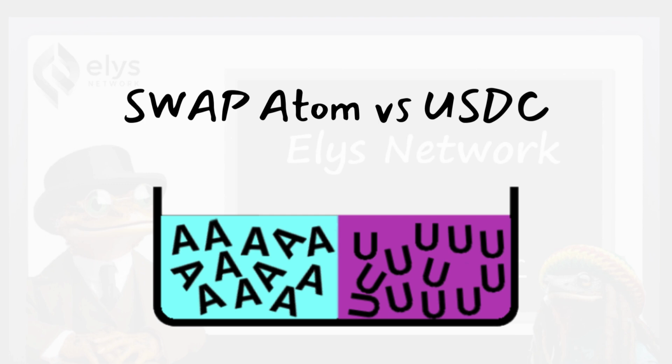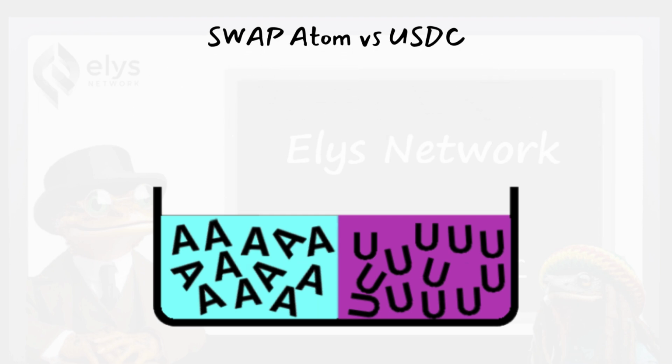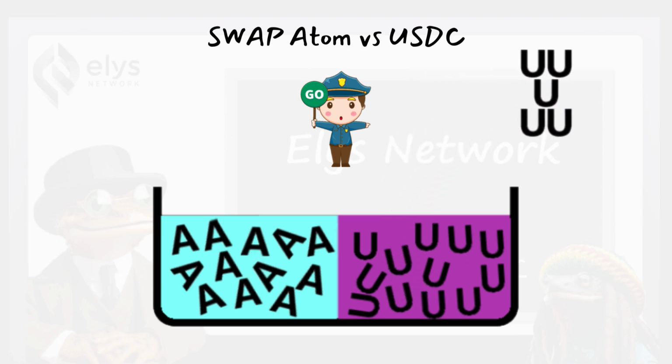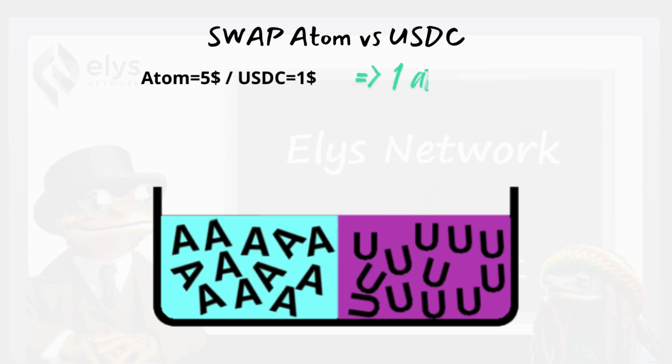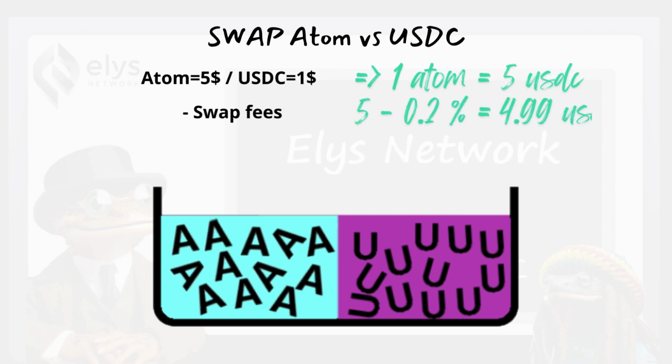To illustrate the link between swaps and liquidity pools, let's take the example of exchanging an atom for USDC. By making this exchange, you deposit atoms into the Atom USDC pool and take USDC in return. Suppose one atom is worth 5 USDC. You will get 5 USDC, minus the swap fee of 0.2%, totaling 4.99 USDC.